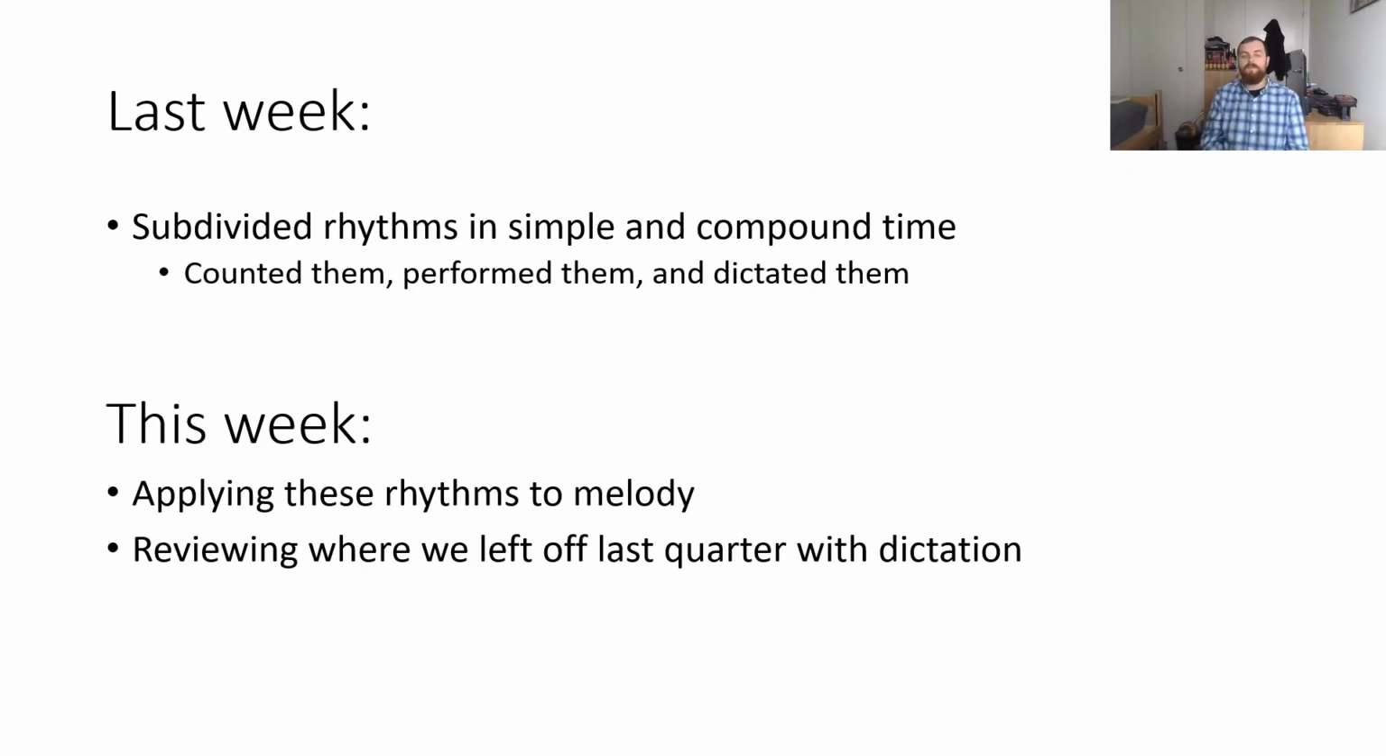So last week we subdivided rhythms in simple and compound time. Remember that if we take a beat, say a quarter note in 4/4, and we divide it in 2, that's the division, eighth notes. But if we divide those in 2, we get the subdivision, 16th notes. The same applies to compound time, where if we take a dotted quarter note and divide that into 3, we get eighth notes. Divide that again, we get 16th notes. We get 6 16th notes in, say, 6/8 time. Okay? So we counted them, we performed them, and we dictated them.